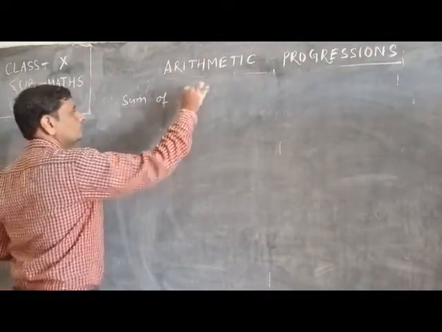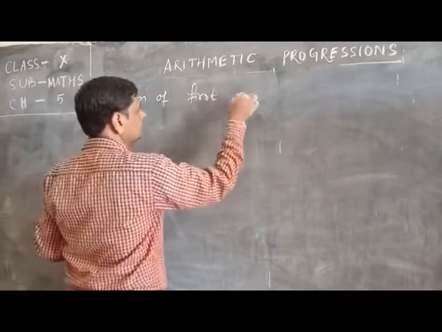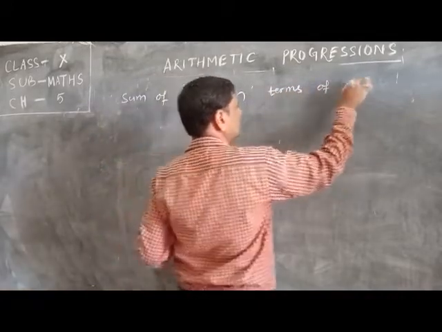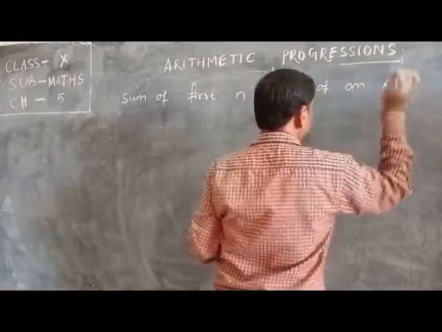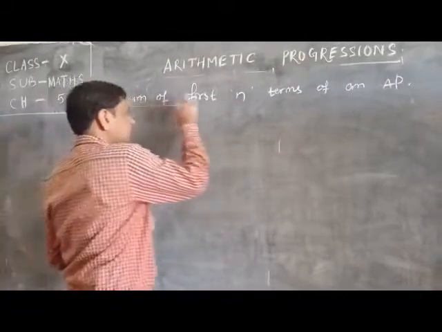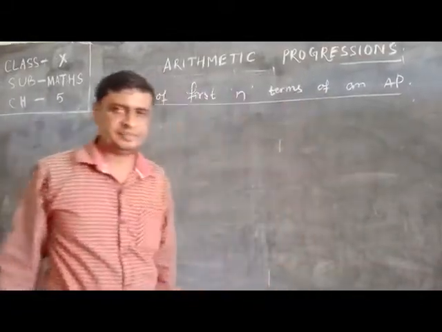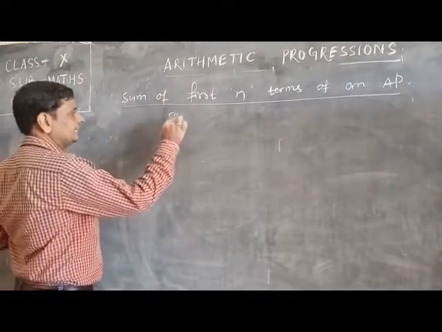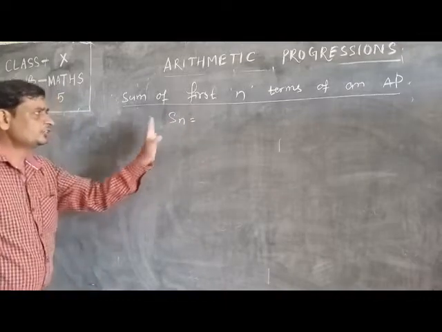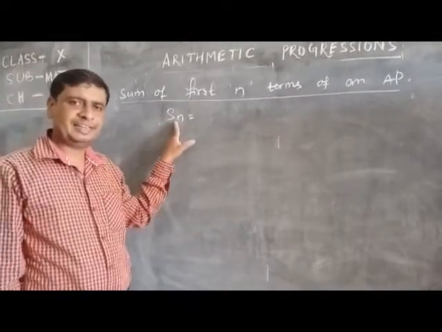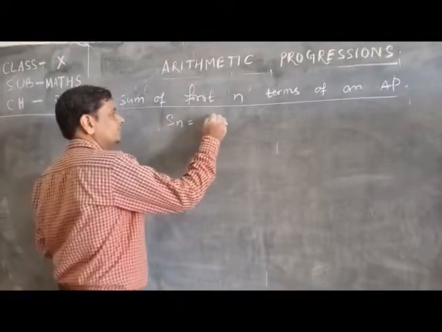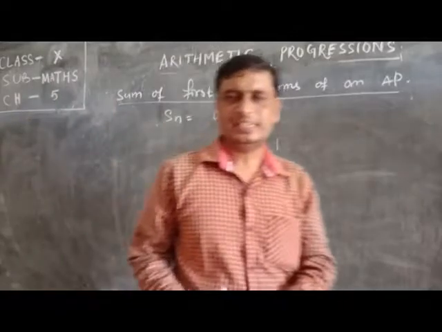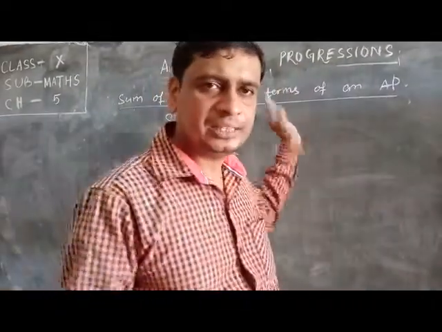Sum of first n terms of an AP. How to find the sum of first n terms of an AP? Sn stands for the sum of first n terms of an AP. This Sn is equal to the sum of first n terms. That means we have to add the terms starting from the first term.